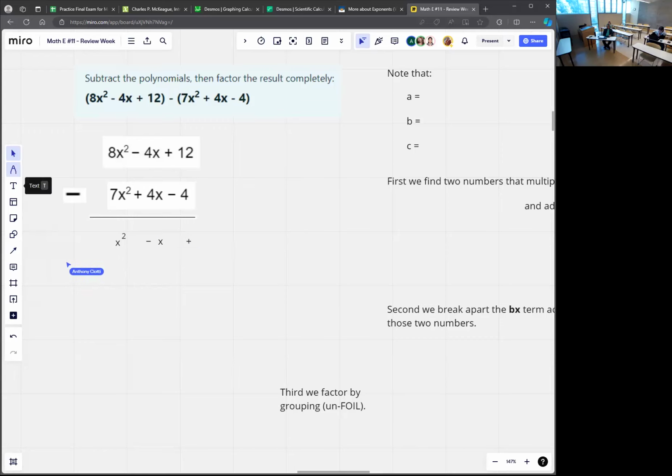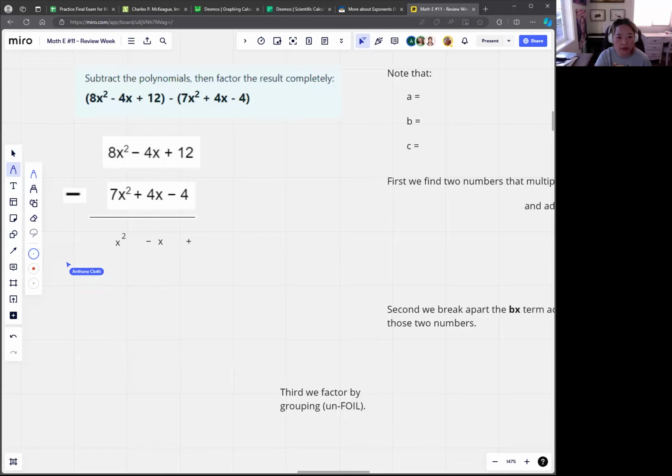Okay, so now tell me the numbers and I'll write them in. 8 of x squared minus 7 of x squared is how many x squared? 1. If you want to put a 1 in front, you can, but I'll skip it. Negative 4 minus 4 more of x: negative 8. And then 12 minus a negative 4: 16. Minus and minus is positive, right? Everyone okay with the subtraction step?